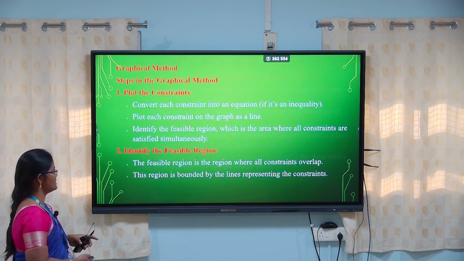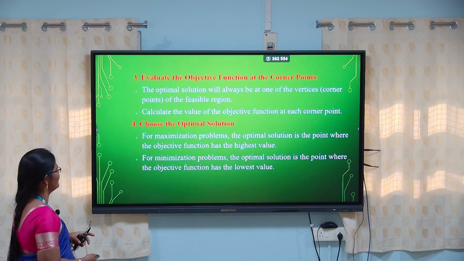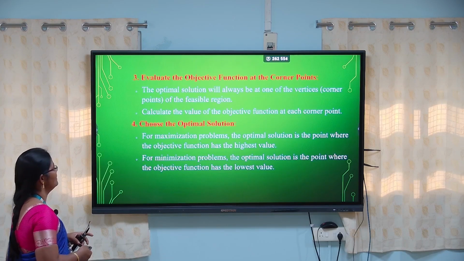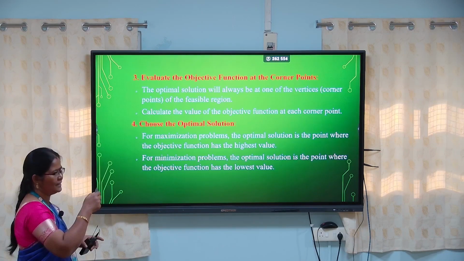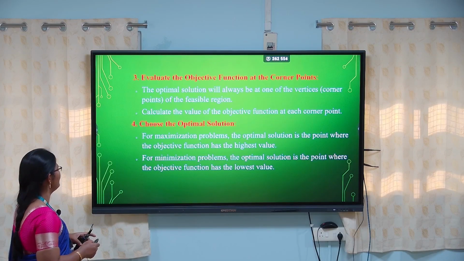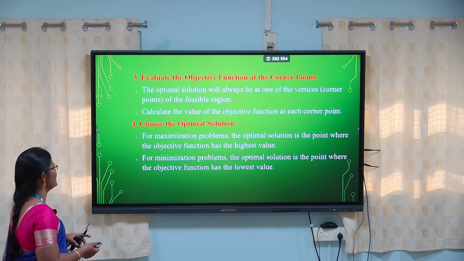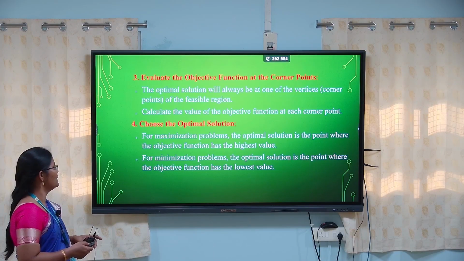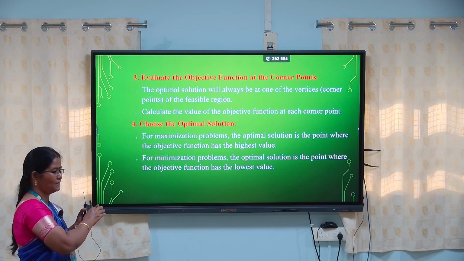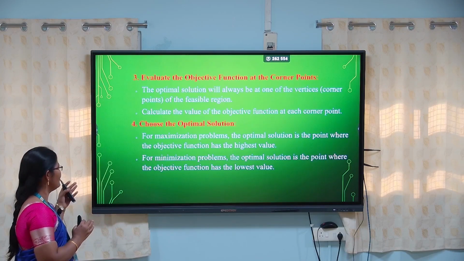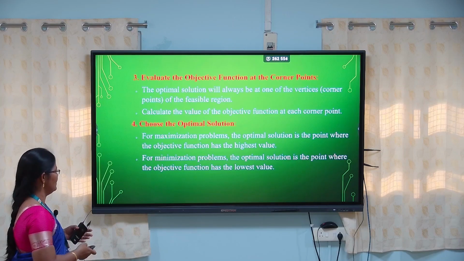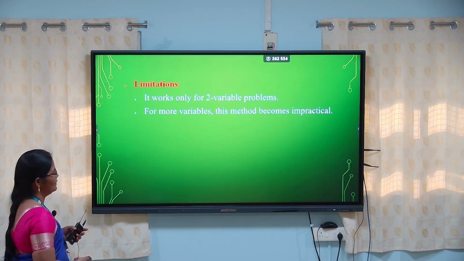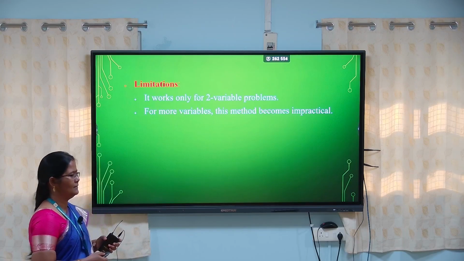representing the constraints. Step 3, evaluate the objective function at the corner points. The optimal solution will always be at one of the vertices, the corner points of the feasible region, so calculate the value of the objective function at each corner point. Step 4 is to choose the optimal solution. For a maximization problem, the optimal solution is the point where the objective function has the highest value. For a minimization problem, the optimum solution is the point where the objective function has the lowest value, the minimum value. There are 2 limitations for this graphical method.